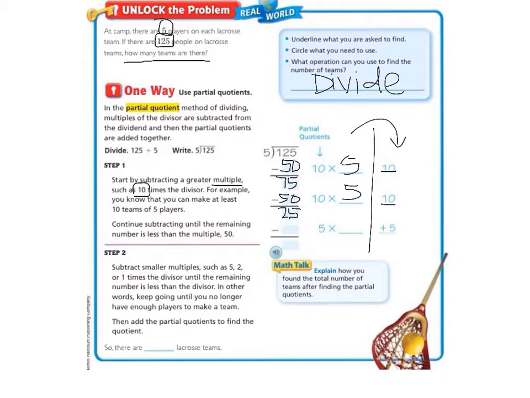Well, I can't take out 10 groups anymore because 10 groups is 50 and 50 is larger than 25. But 25 is divisible by 5 because 5 goes into it 5 times. So I'm going to say 5 times 5 is 25, and then I'm going to have 0 left over. And then I'm going to take all of these parts over here, and I'm going to add them together. These are my partial quotients. So 10 plus 10 is 20, plus 5 is 25. So there will be 25 lacrosse teams that each have 5 team members.